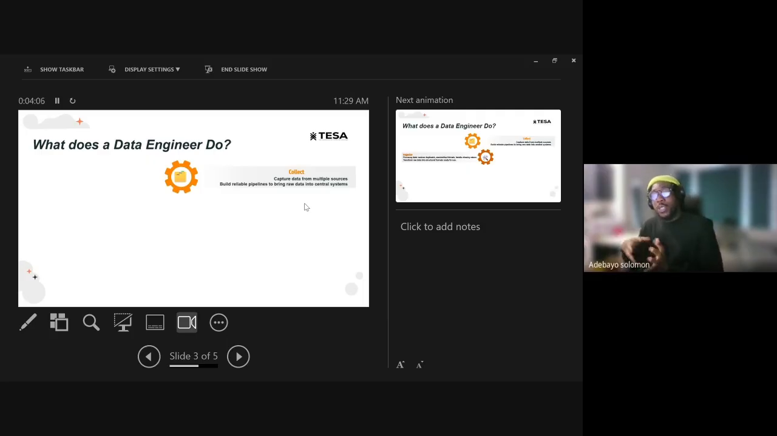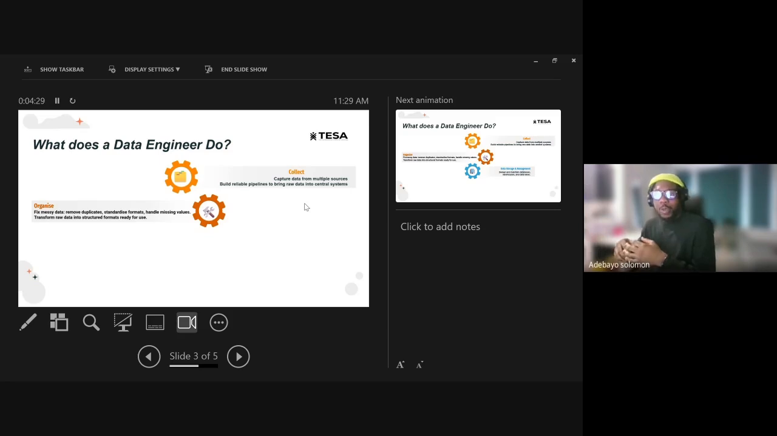And they also make sure data is readily available for other downstream users of data, as I said, like data scientists and also data analysts. Again, the entire pipeline of what we do as data engineers starts from data collection, because we're the first point of contact to access data.